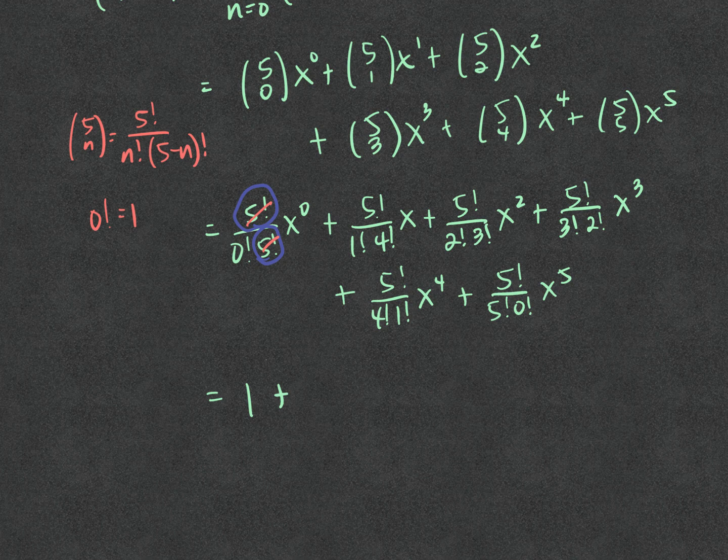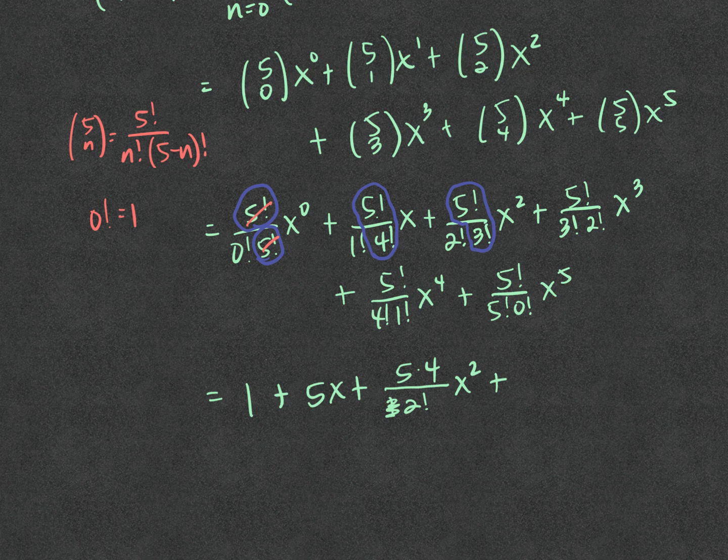Plus, we have 5 factorial over 4 factorial. So that means the top is 5 times 4 times 3 times 2 times 1, and the bottom is 4 times 3 times 2 times 1. So that's just 5x plus, again, we're going to look at this one. So it's 5 times 4 times 3 times 2 times 1 over 3 times 2 times 1. So we have 5 times 4 on top and 2 factorial. I'm going to leave it 2 factorial, x squared. It doesn't really matter. It's the same thing.